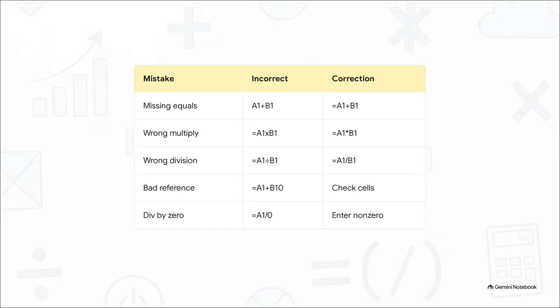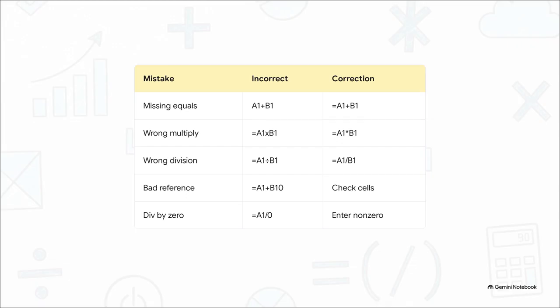Part 5. Troubleshooting common mistakes. Look, errors happen, but these are the classic traps beginners fall into most often. First up, missing that golden rule equal sign. If you just type A1 plus B1 without an equal sign, Excel will literally just display the text A1 plus B1. Second, using an X for multiplication or that old school dots and line symbol for division. Remember, you've got to use the asterisk and the forward slash.